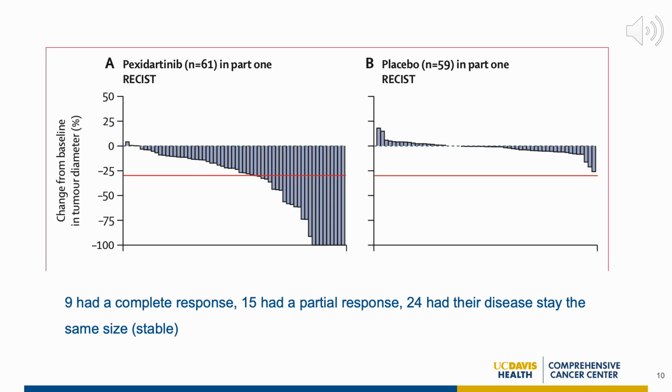So as you can see, and then this is the percentage. How much did the tumor shrink? And you can see for some people, this is 100%, right? So about 9 people had their tumors completely go away while on trial. And then about another 15 had what's called a partial response, meaning they dropped under the red line, right? But they didn't make it all the way down to 100%. Okay. And then another 24 had their disease stay the same size. Okay. And then you can compare this to the placebo group, right? Where, as expected, nobody dropped under the red line. Okay.